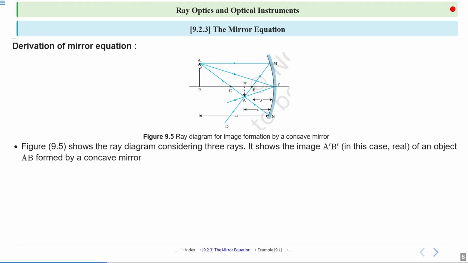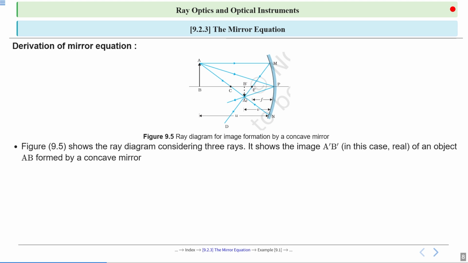We only need 2 rays, but we are considering a third ray also for checking the accuracy. That ray is passing through the center of curvature, it will retrace its path. So it is also intersecting at the same point. That point is the image of point A, that is A dash. Since this object is placed perpendicular to the principal axis, we can draw the perpendicular line on the principal axis from here. So it will become A dash B dash, that is the image of this object AB. That image is inverted in this case.